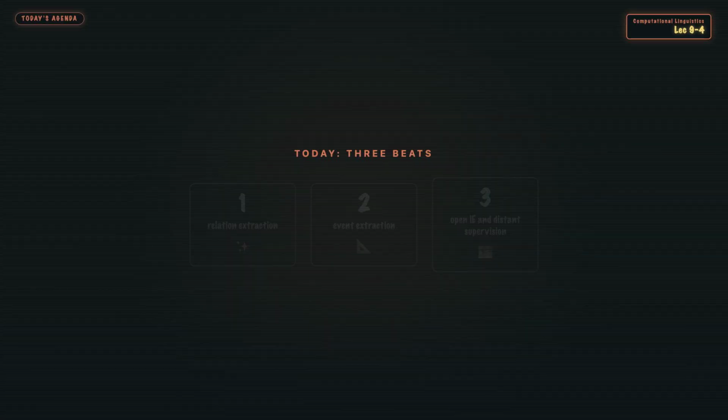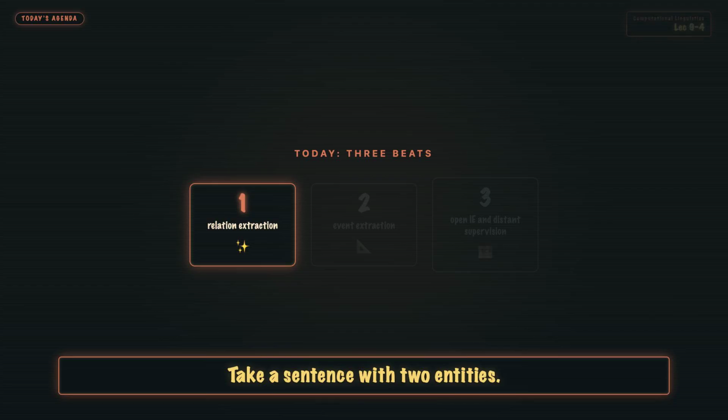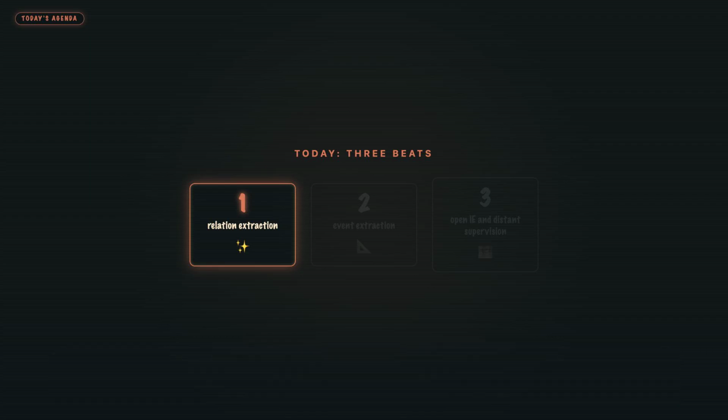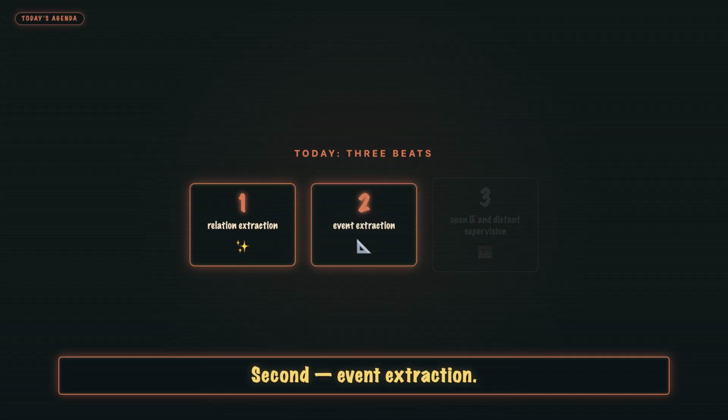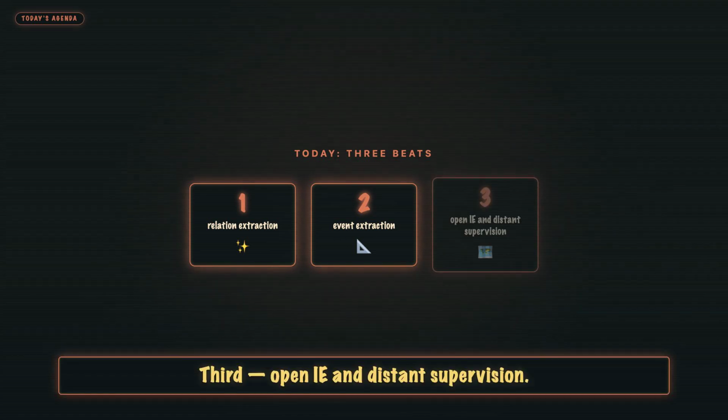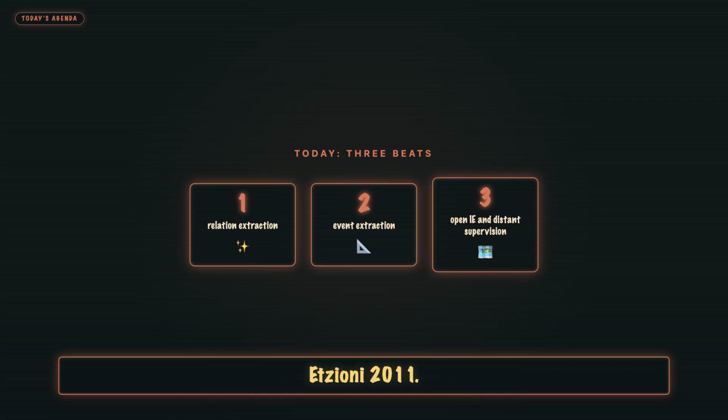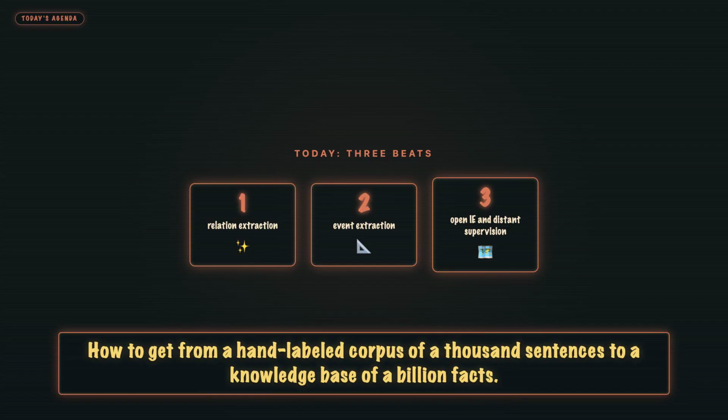Today's 3 beats. First, relation extraction. Take a sentence with 2 entities. Decide what relation, if any, holds between them. Founded by, married to, located in. Classic supervised classification. Second, event extraction. Not just static facts, actions. Who did what to whom, when, where. Bombings, product launches, financial deals. Way harder than relations. Third, open IE and distant supervision. The scale tricks. Etzioni 2011, Mintz 2009. How to get from a hand-labeled corpus of 1,000 sentences to a knowledge base of 1 billion facts.